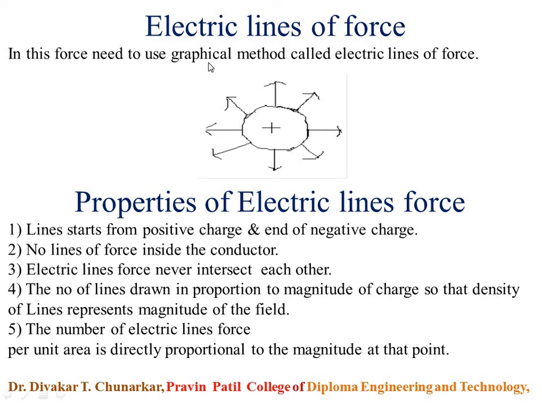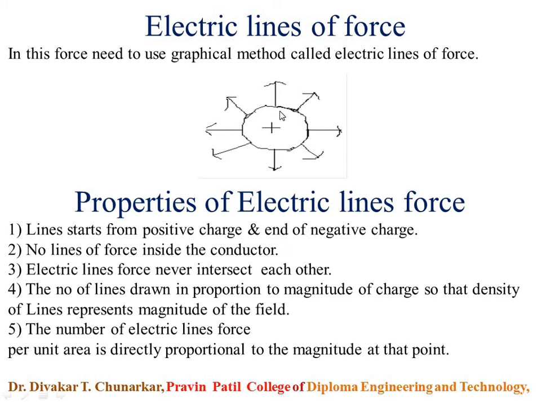So for electric lines of force, we need to use a graphical method called electric lines of force. In this graphical method, we draw arrows here. This is the positive charge, so this is repulsion. Then again this arrow is here, so here is the repulsion force. To visualize the abstract concept of the electric field, we need the graphical method.